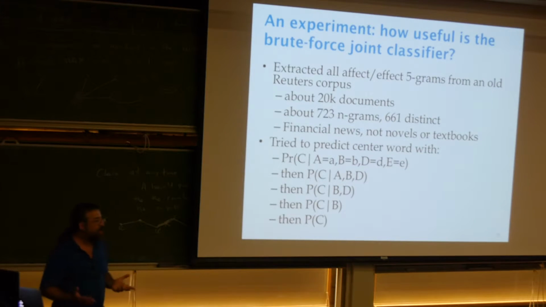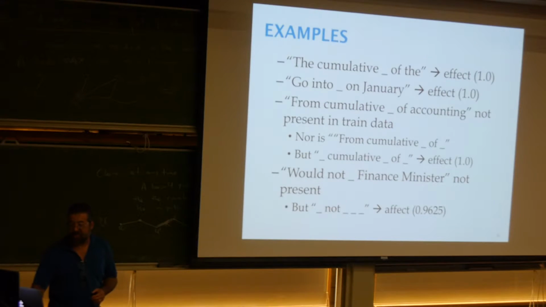So this is my model. It's just using the joint model, and then this little cascade of tests. Just to give you an example of how that classifier works: if I give it the combination, the cumulative blank of the, that's in the data set, and it's always effect. So the probability of effect is 1.0. Or go into blank on January, effect, probability 1.0. But here's one that's a little hard: from cumulative blank of accounting.